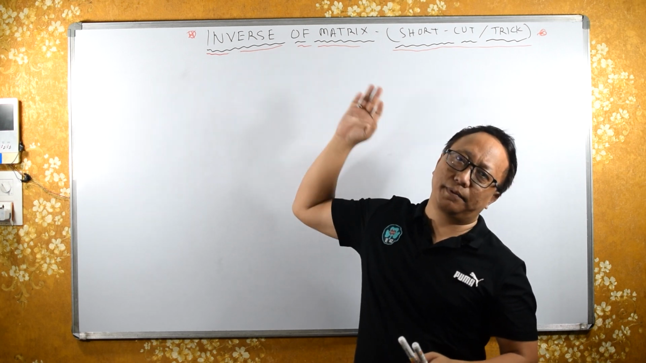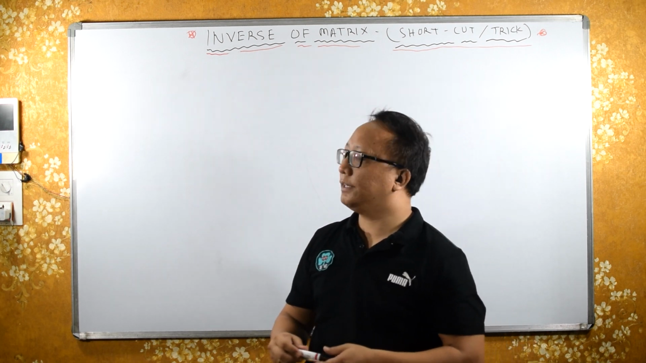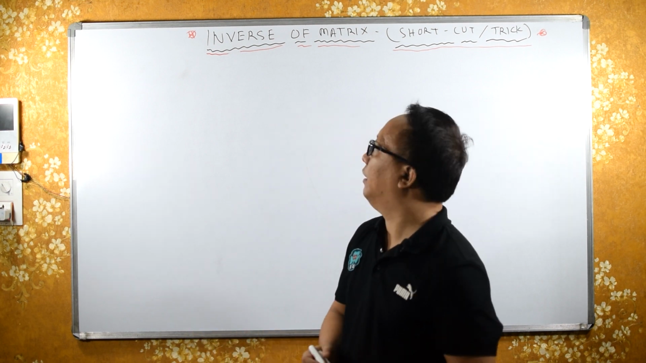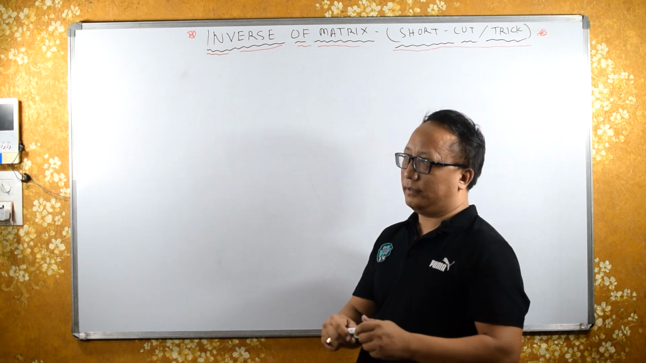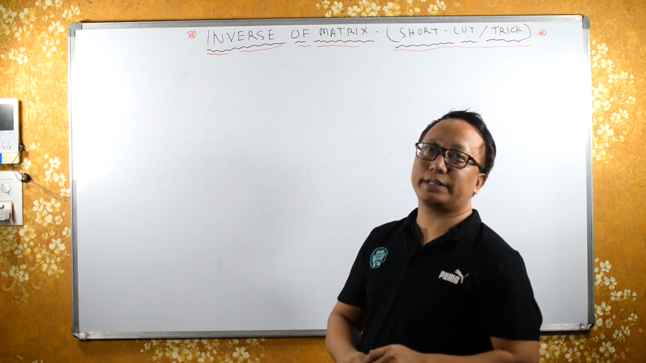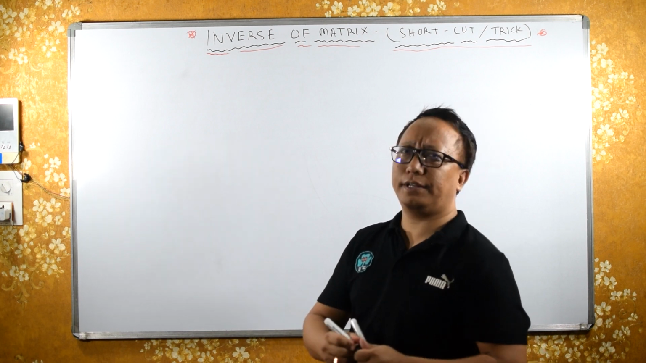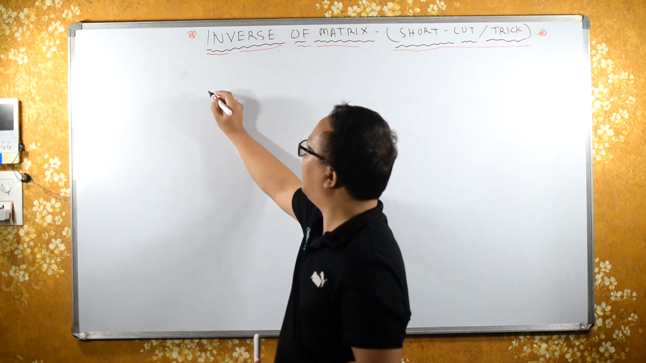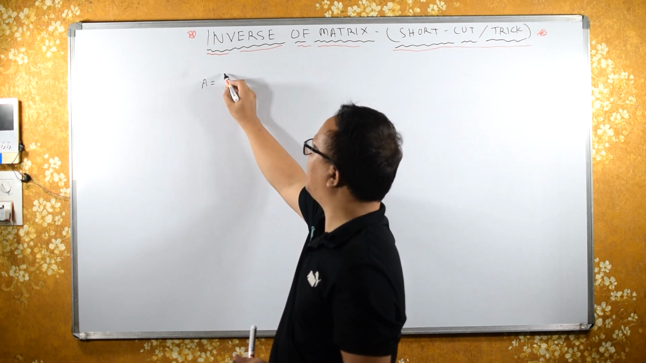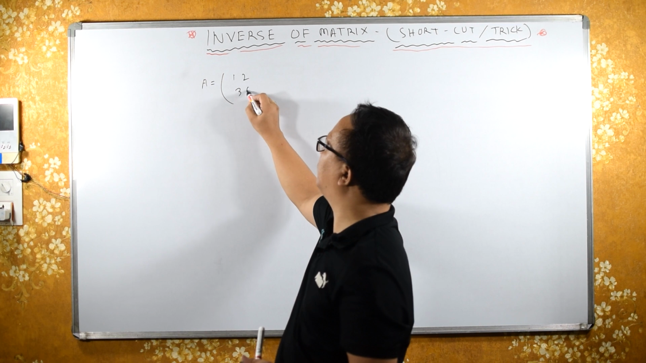Finding the inverse of a matrix is very lengthy. Therefore, today I am going to explain some tricks. For a 2 by 2 matrix, it's very easy. For example, we have the 2 by 2 matrix 1, 2, 3, 4.